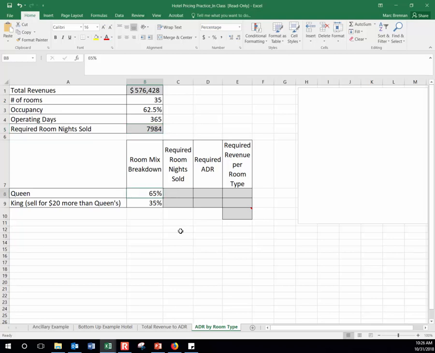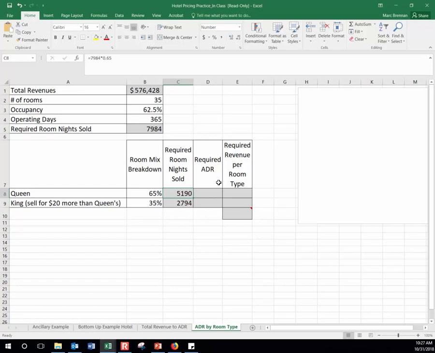65% of our rooms are typically queen rooms. That's the breakdown as far as how many people reserve which type of rooms. The room mix breakdown: of the rooms that we sell, 65% are typically queens, 35% are typically king. So 7,984 rooms times 0.65 should tell us, of these rooms that I believe I'm going to sell, how many of them should be queen. 5,190. And we can do the same here, where we would go our 7,984 rooms times how many we believe are going to be king rooms that are sold. Okay?